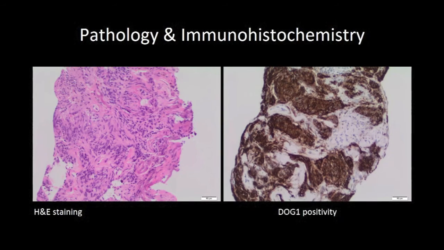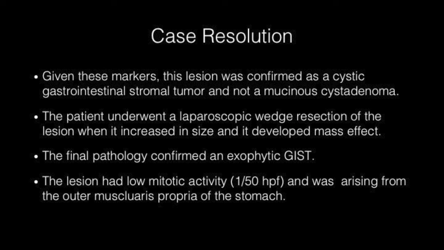These are the samples obtained by the microforceps, and on the left is a standard hematoxylin and eosin stain. The sample is a low-grade spindle lesion with c-KIT and DOG1 stains positive. Immunohistochemical staining for DOG1 is demonstrated on the right. The lesion was negative for S100 and desmin. GNAS and KRAS are both negative. Given these markers, the lesion was confirmed as a cystic gastrointestinal stromal tumor and not a mucinous cystadenoma.